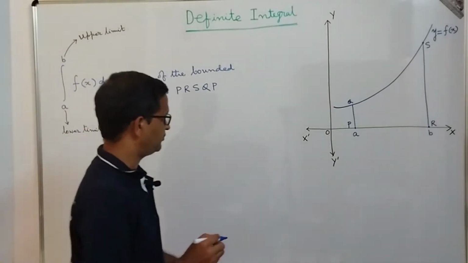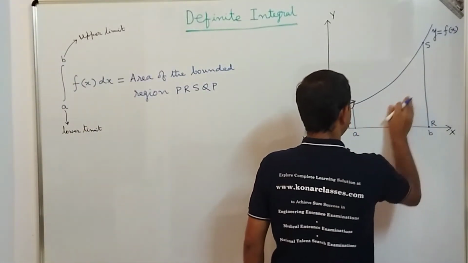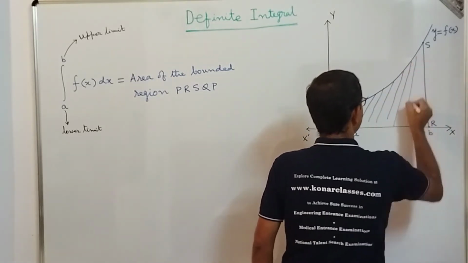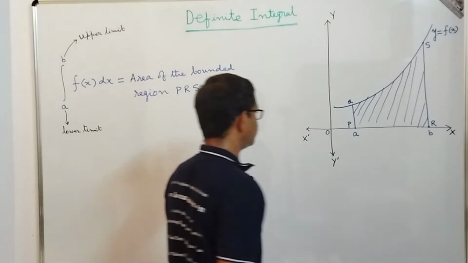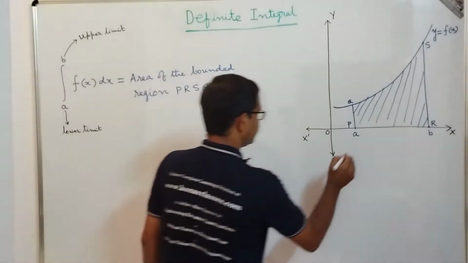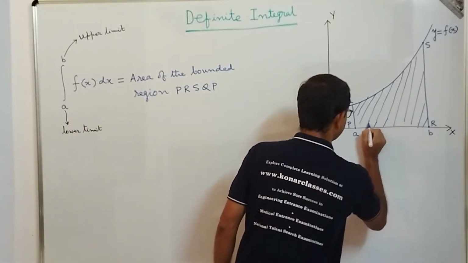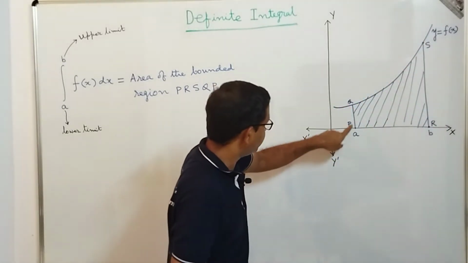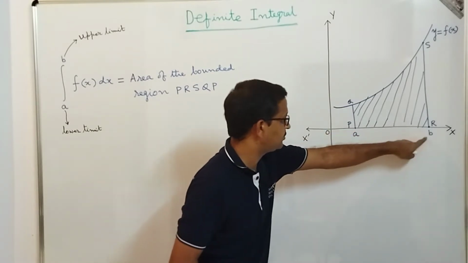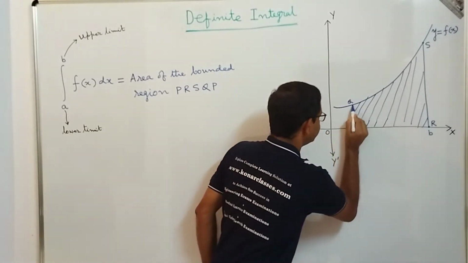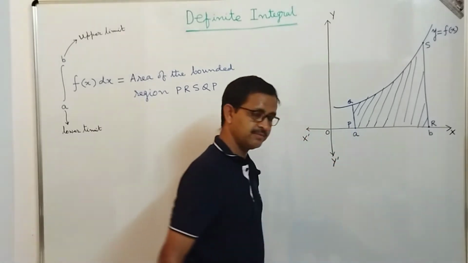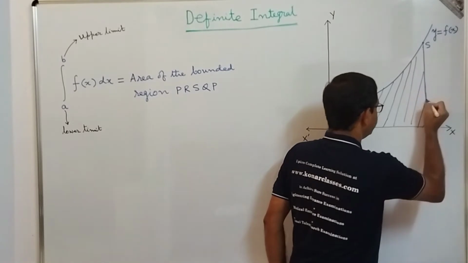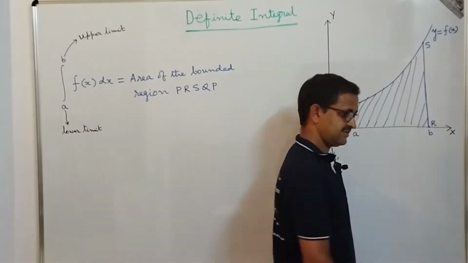So I repeat once more, that means what? This is the area of this region, that is the integration from a to b of f(x) dx, the region bounded by the curve y equal to f(x), then the two ordinates. What is the equation of this straight line, dear students? That is x equal to a. What is the equation of this straight line? It is x equal to b, and the x-axis.